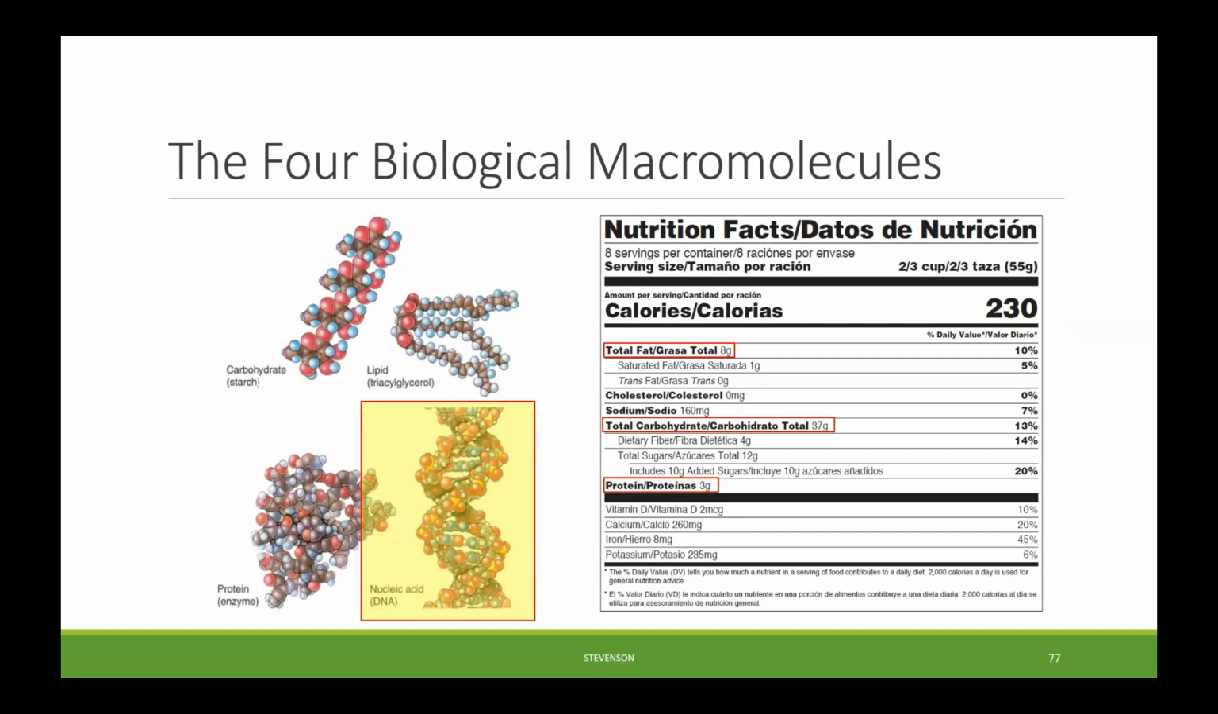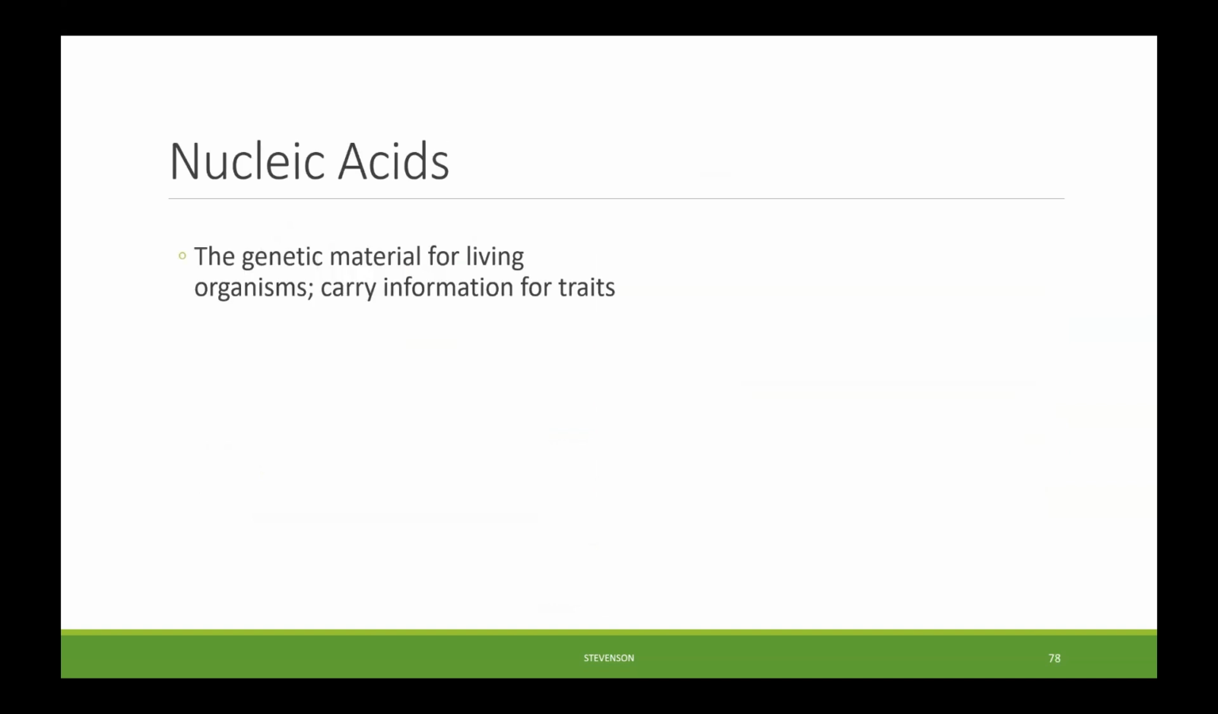The fourth and final macromolecule to discuss is the nucleic acids. Again, you'll notice that nucleic acids are not highlighted on the nutrition label. They aren't listed because they have no nutritional value, but they are nonetheless found in all of your foods, and they play a very important role in living organisms because nucleic acids serve as the genetic material for living organisms. They carry information encoding what traits an organism should have.